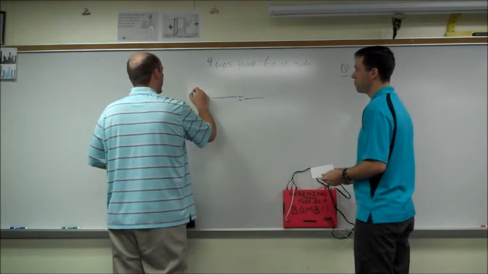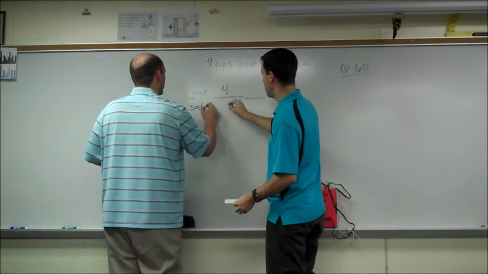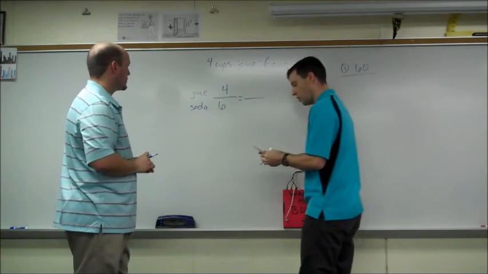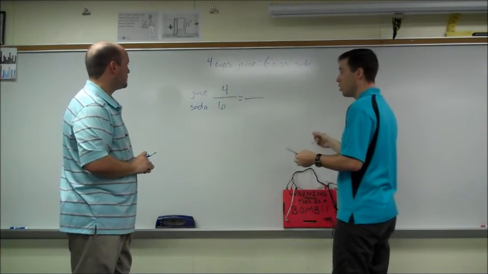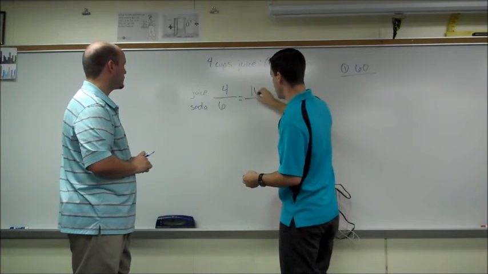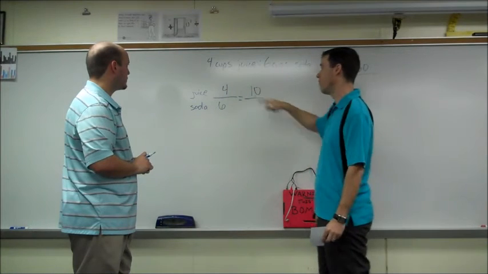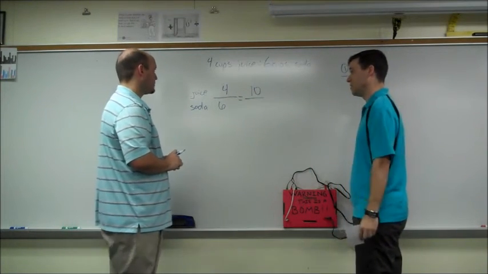All right, so I'll just go ahead and put juice on top. That means 4, 6. And the question says, how much soda should be mixed with 10 cups of juice. So there's my 10 cups of juice. Mr. Fishback, I know that you can't go from 4 to 10, at least not very easily.